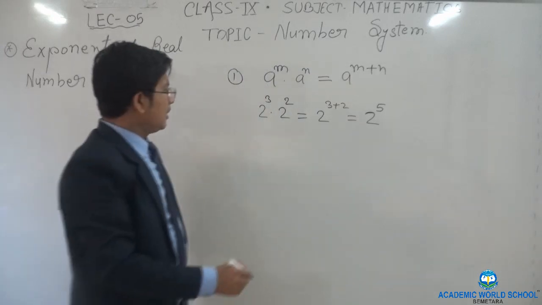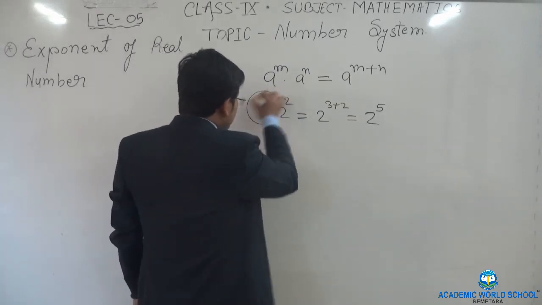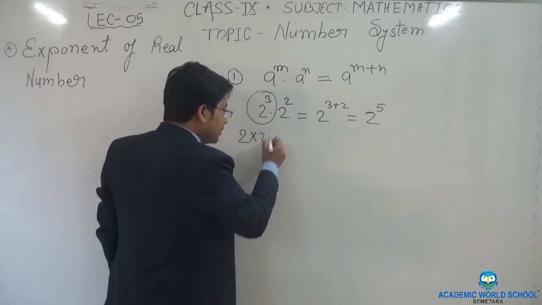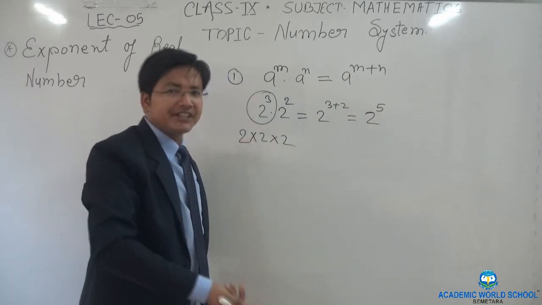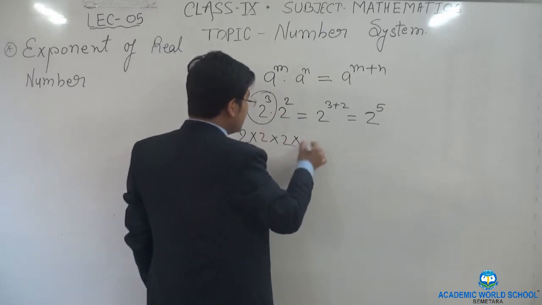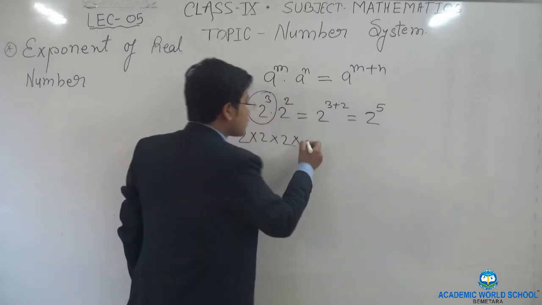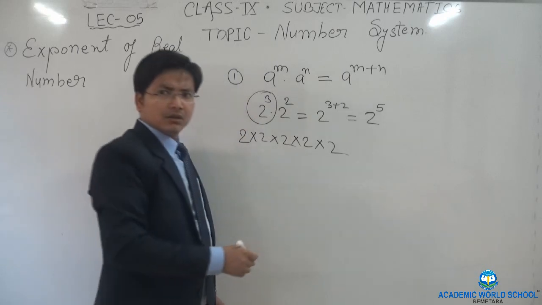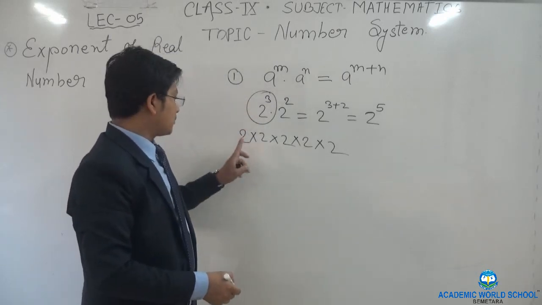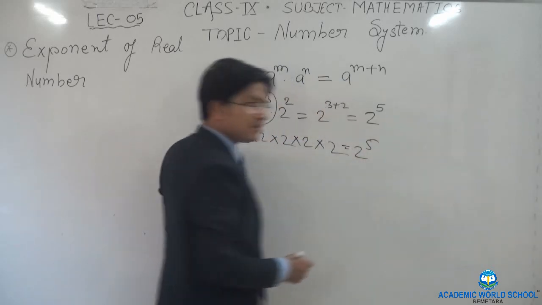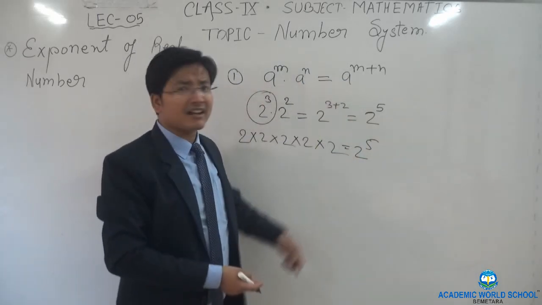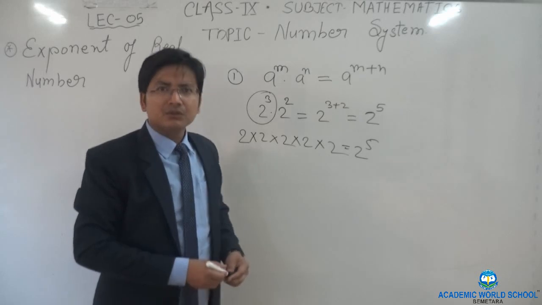Now this is 2 to the power 3, it means 2 into 2 into 2, 3 times. Then this is again into 2 square, so it means 2 into 2. Now count 1, 2, 3, 4, 5. So this is simply 2 to the power 5. That is why we are adding.